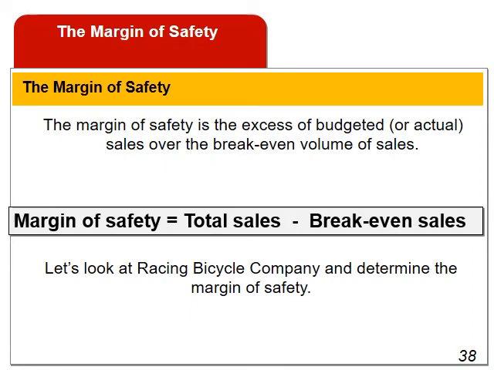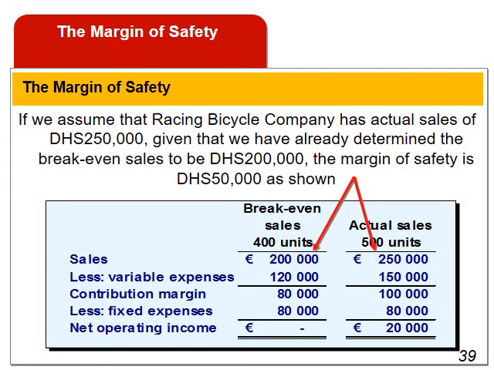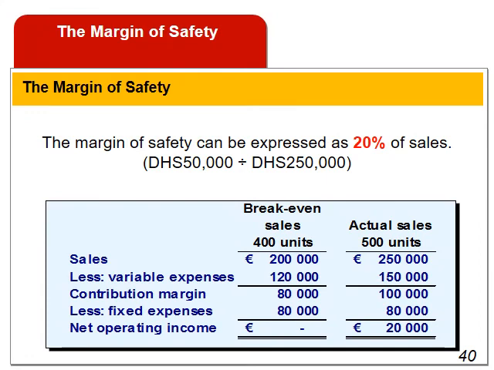The margin of safety helps management assess how far above or below the break-even point the company is currently operating. To calculate the margin of safety, we take total current sales and subtract break-even sales. Let's calculate the margin of safety for Racing Bicycle. Racing Bicycle is currently selling 500 bikes and producing total sales revenue of 250,000 dirhams. Sales at the break-even point are 200,000 dirhams, so the company's margin of safety is 50,000 dirhams. We can express the margin of safety as a percent of sales. In the case of Racing Bicycle, the margin of safety is 20%, 50,000 dirhams divided by 250,000 dirhams.